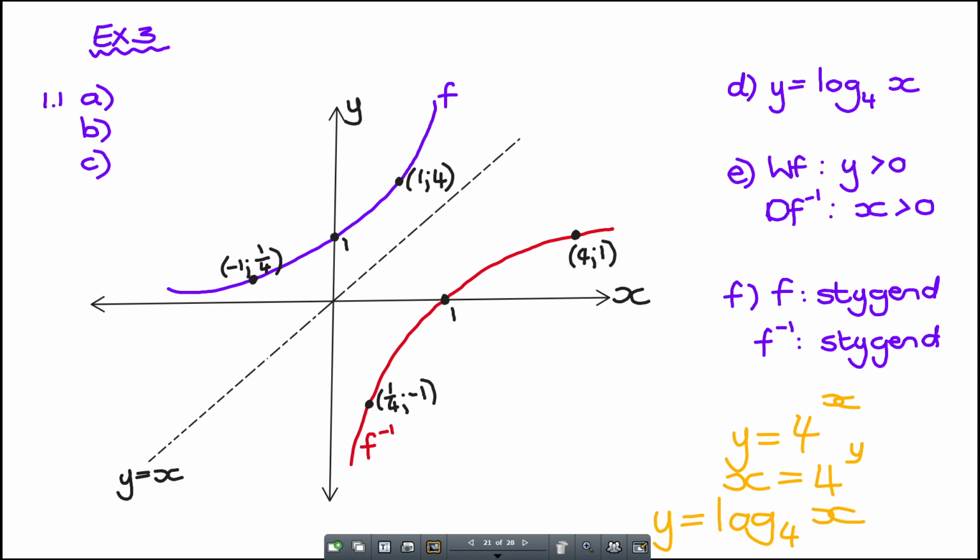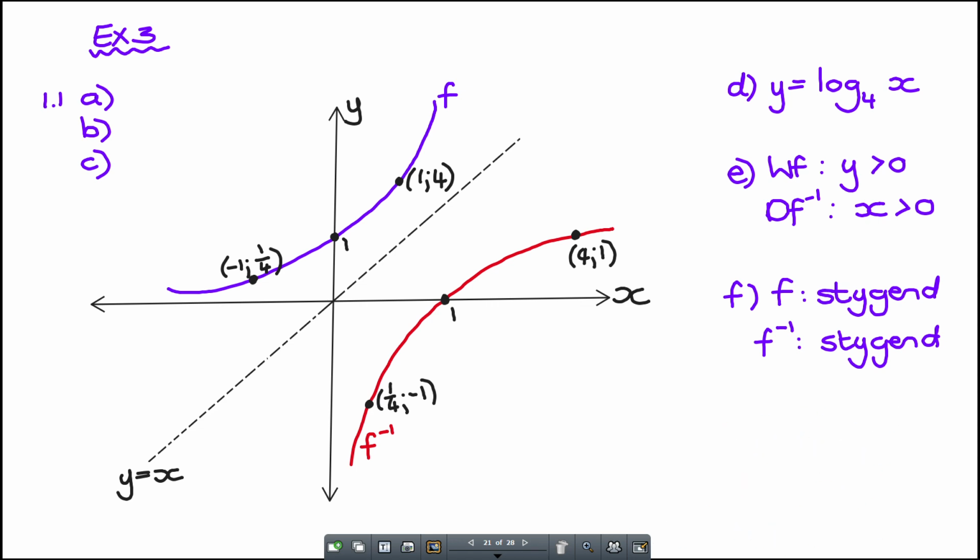Good. Down by E, they ask for the range of f and the domain of the inverse. Okay, nou onthou, die waardeversameling gaan dieselfde wees as die domein van die inverse mos, né? Want dit ruil mos net om. Okay, so die waardeversameling van f, the range of f was y is greater than 0. The domain of the inverse is then just x is greater than 0. Is julle reg daar? Good.